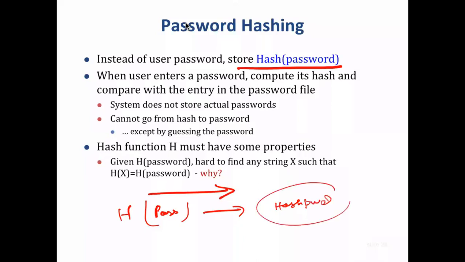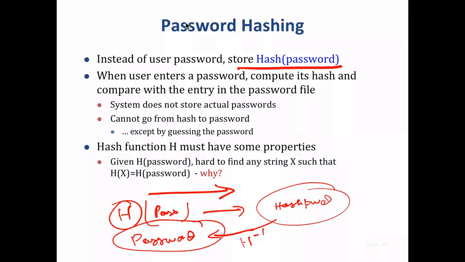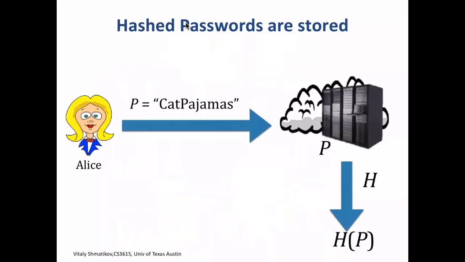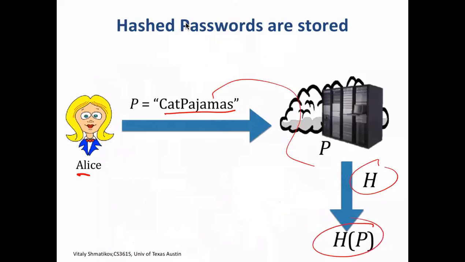Now, given the hash password and this function, you cannot reverse it. If you apply h inverse, or apply that function in reverse, you can't get the password. So what happens is that your password is stored in the system in hashed form. For example, if your password is cat pajamas, it will be hashed and stored in the system.